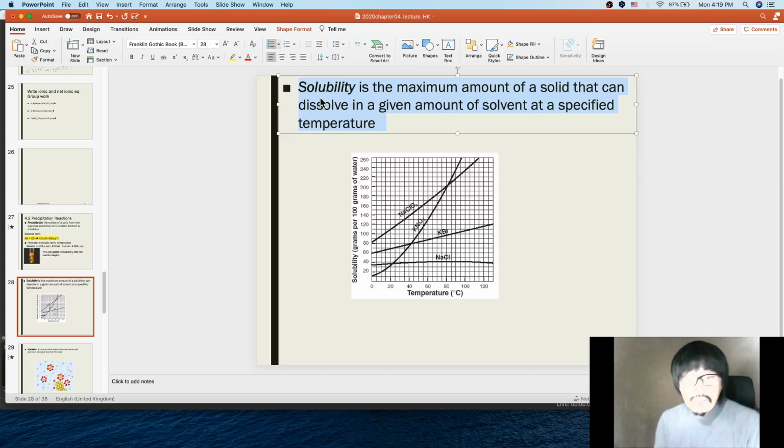Of course, this can be readily seen in the kitchen, right? If you boil the water and then try to dissolve salt, you can dissolve a lot more if the water is hot. So the temperature determines the amount of the solute that can be dissolved.